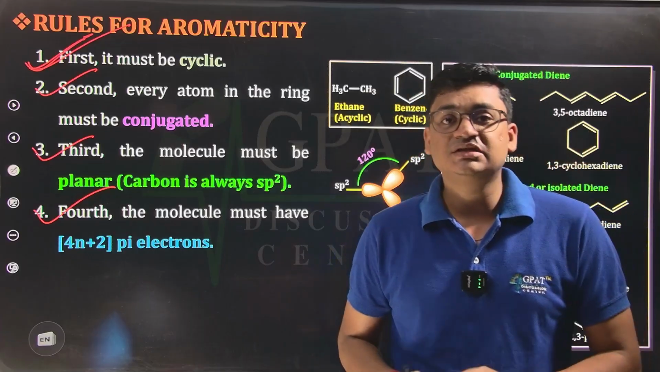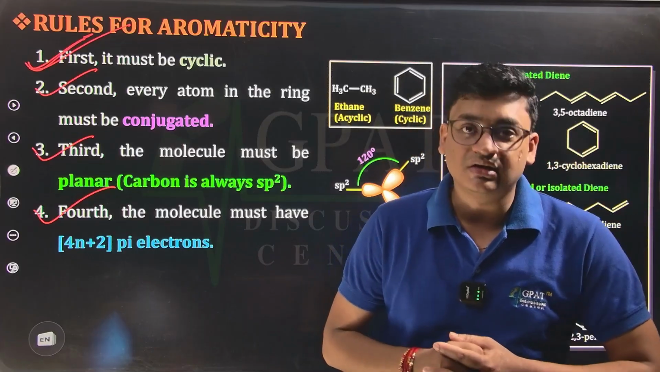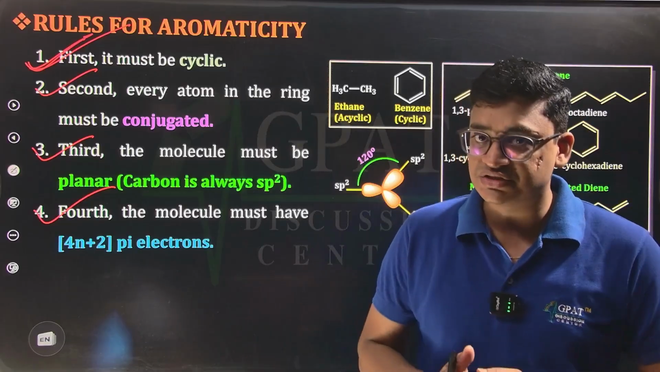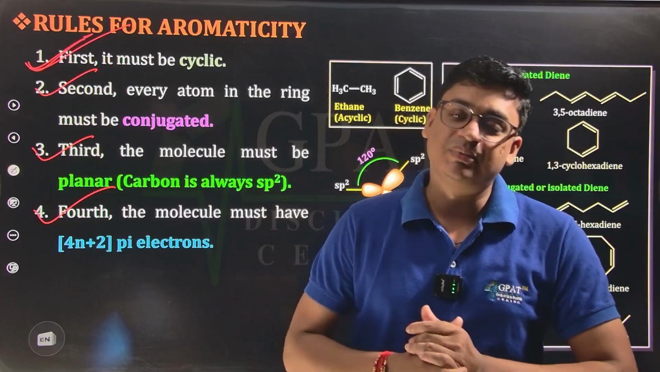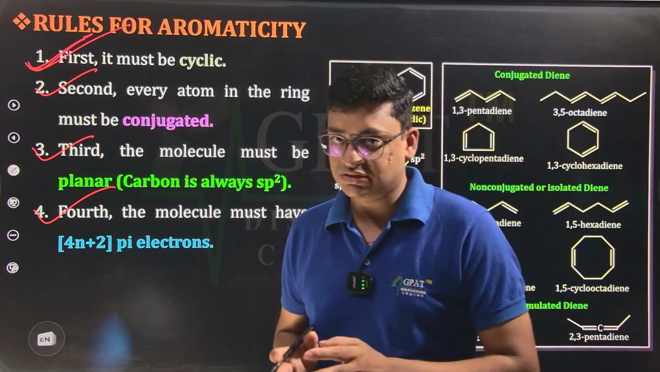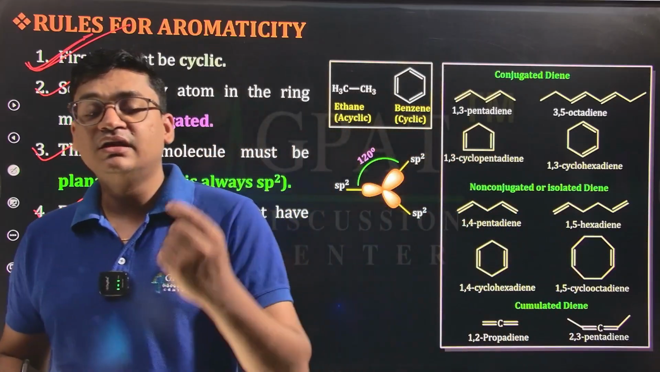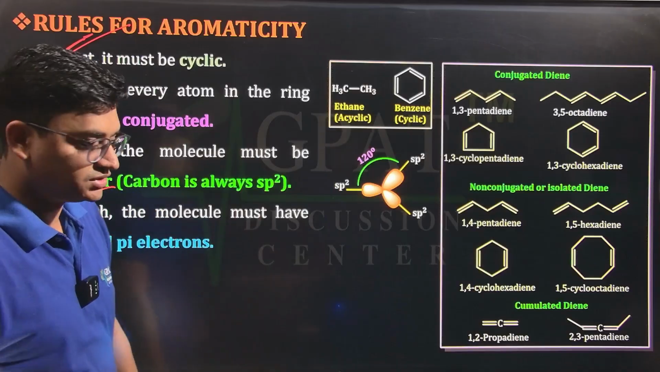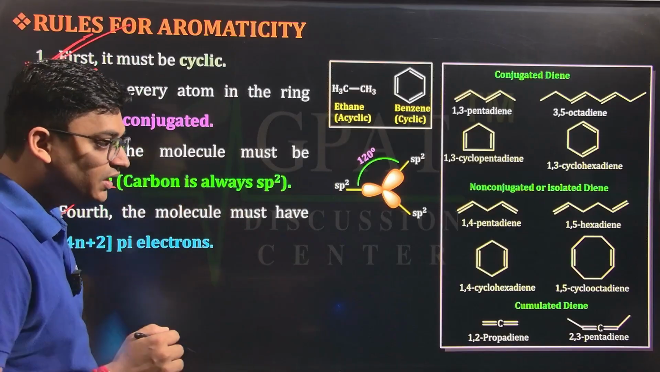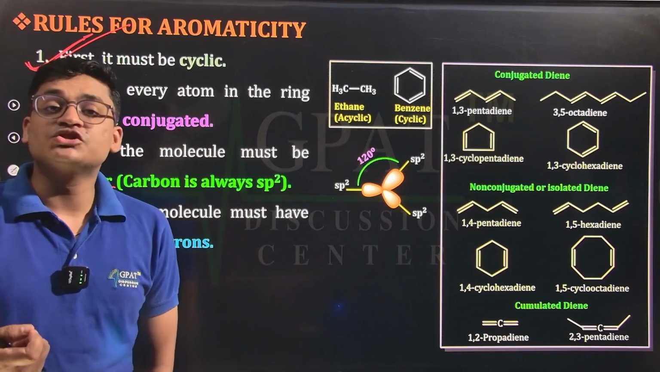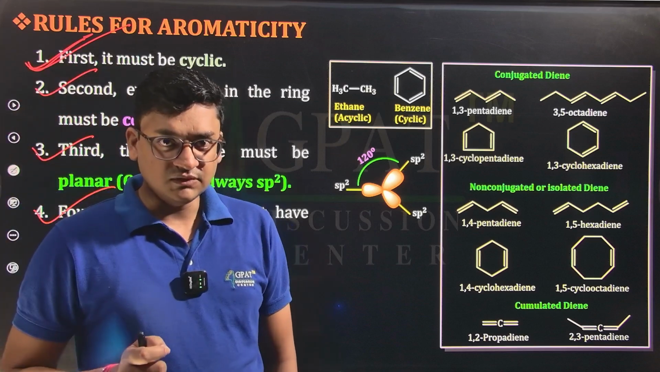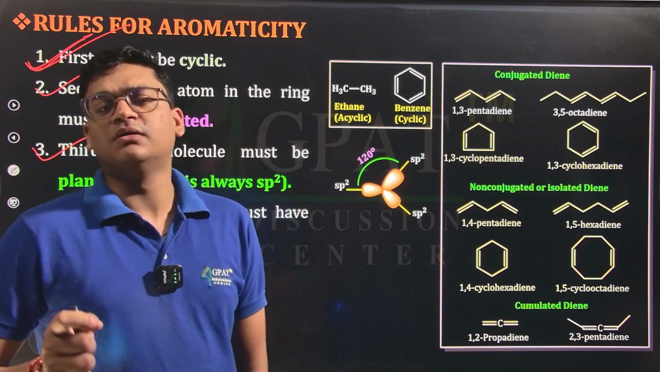The basic reason is that all six carbons of the benzene ring have sp2 hybridization, and that's why we can say that benzene has a planar structure. And due to planarity, the next condition arises: the compound should be a planar structure. Next, the third condition is the presence of complete conjugation. The compound must have complete conjugation.